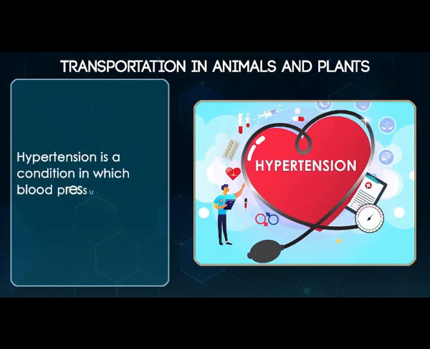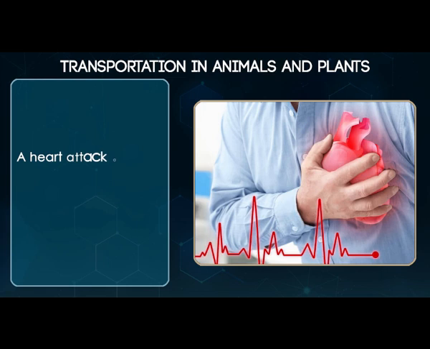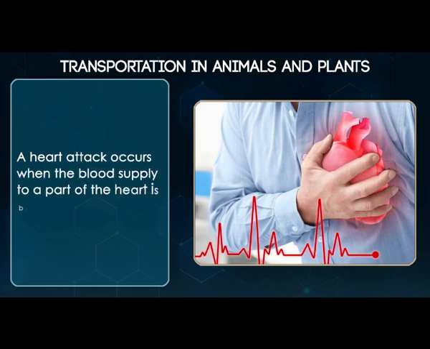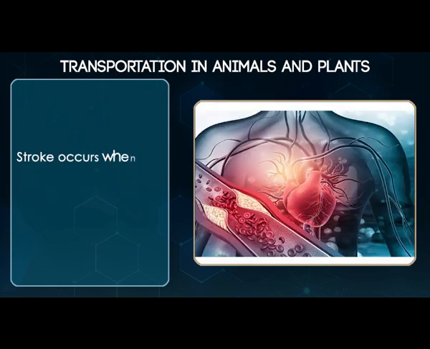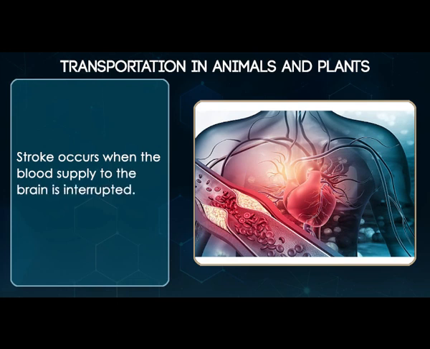Hypertension is a condition in which blood pressure is consistently high. A heart attack occurs when the blood supply to a part of the heart is blocked. Stroke occurs when the blood supply to the brain is interrupted.